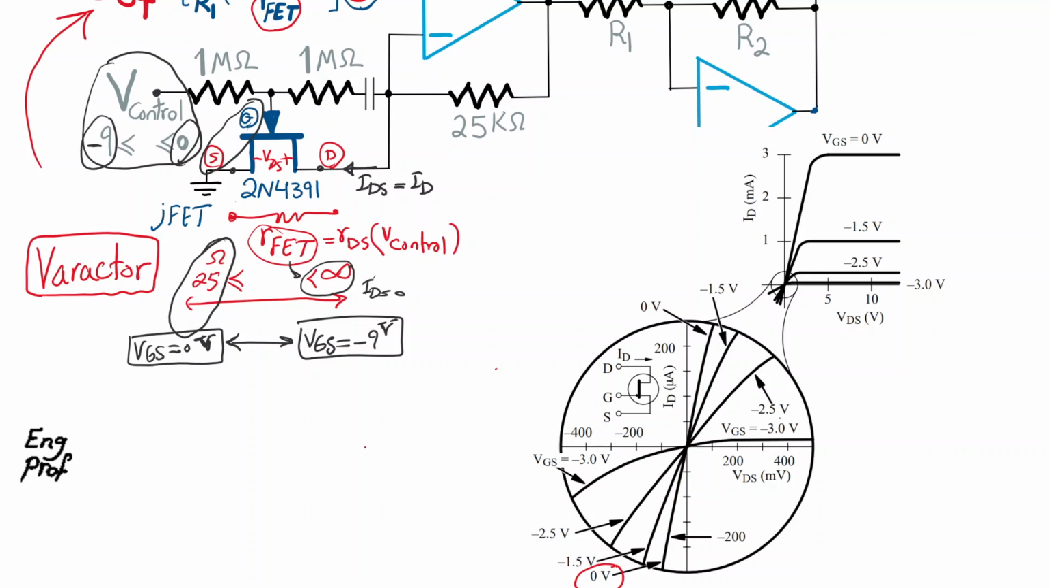The moment we start reducing VGS to, say, negative 1.5, you can see that the slope is starting to decrease substantially. So effectively the resistor RDS is now increasing because current is dropping. And as we go further, meaning that we get to negative 2.5, you see that the slope is further reduced, more resistance, and at negative 3, the slope is substantially reduced.